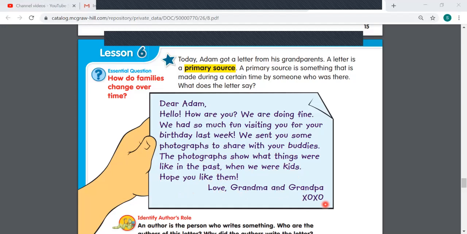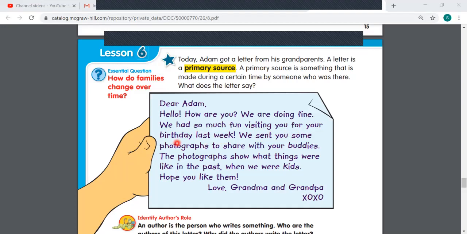Okay, who is this letter from? Do you remember? Who wrote this letter? Grandma and Grandpa, Adam's grandparents. That is correct. When did Adam's grandparents visit? Well, if we look back here, let's read it. We had so much fun visiting you for your birthday last week. They visited Adam last week. Why did they visit him? Was there something special going on? It was his birthday. Yes, they came for their grandson's birthday.